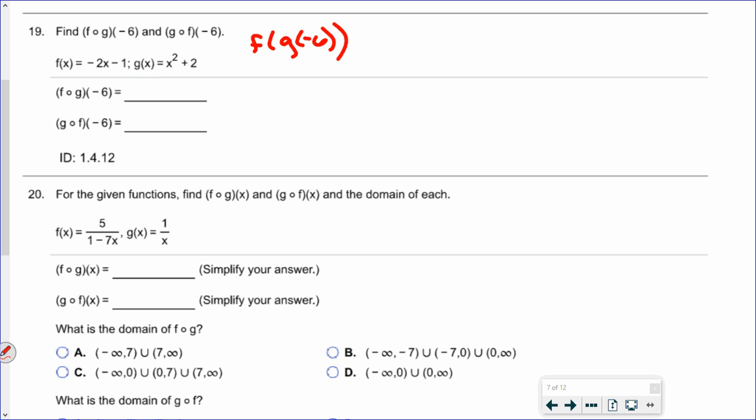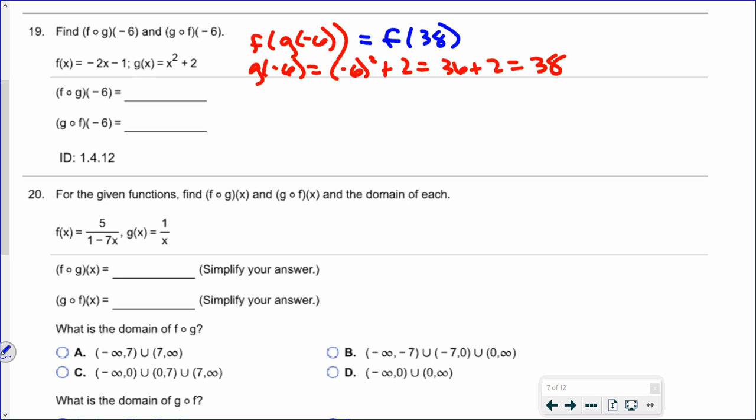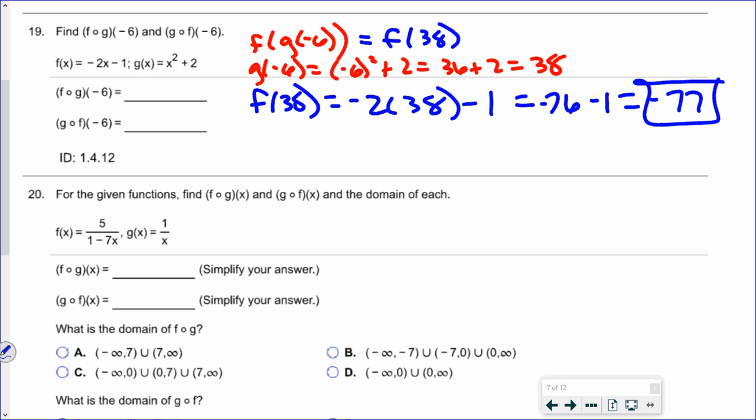Yes? Plug in -6 into g. So that's going to be -6 squared, which is 36, plus 2, which is 38. Then you're going to take that 38 and put it into f. Yes? So f at 38 is going to be -2 times 38 minus 1. So -2 times 38 is going to be what? -76. Minus 1 gives you -77. That is your answer. Yes or no?